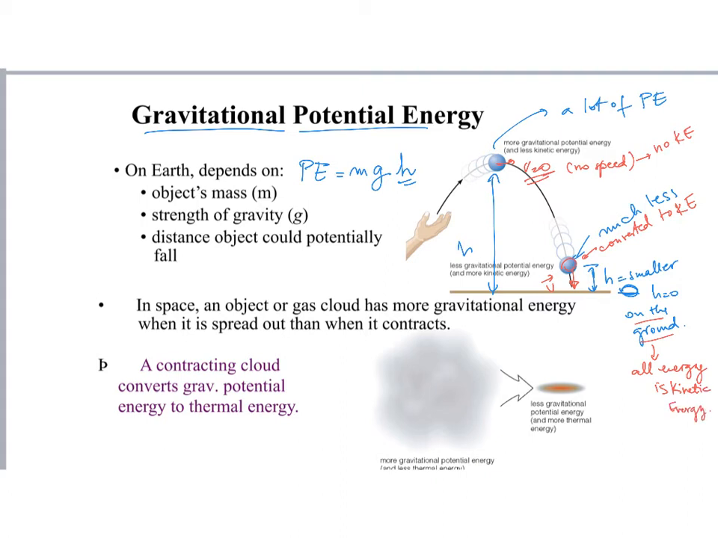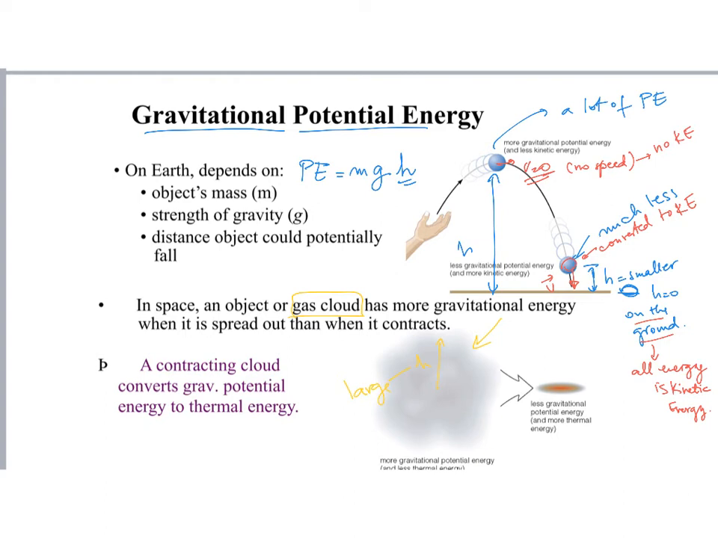Interesting, isn't it? All right, here's another example. In space, an object, say a gas cloud, has a lot more gravitational potential energy. That would be this situation when it is spread out. See this? This would be the h, which is large.